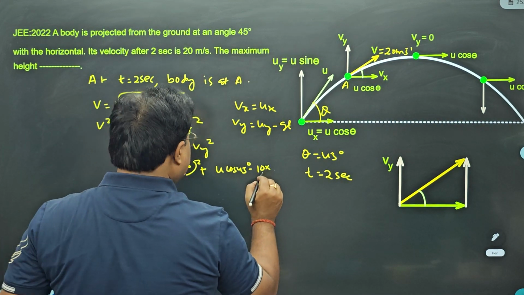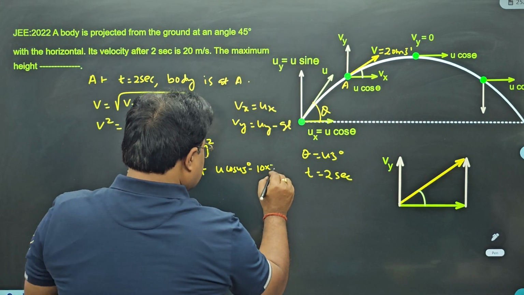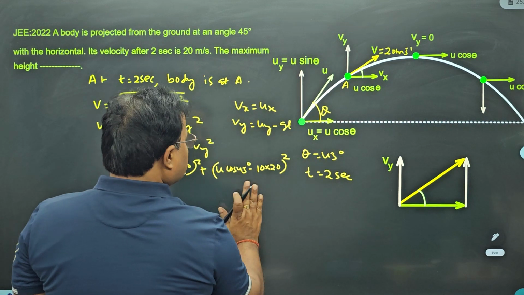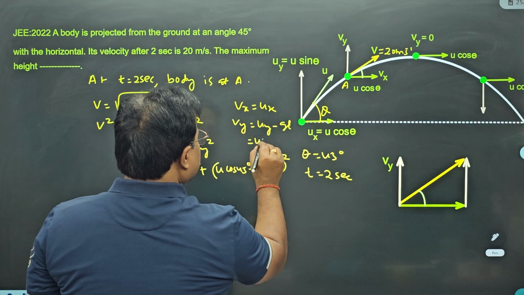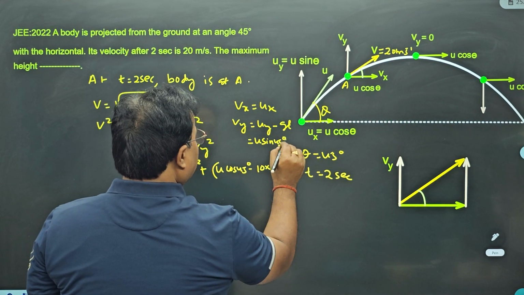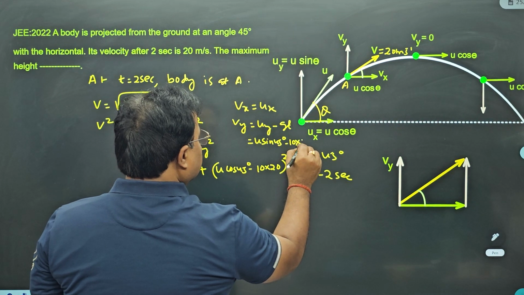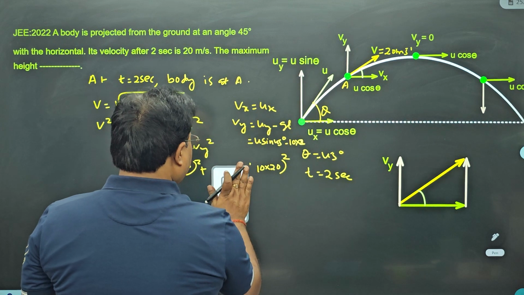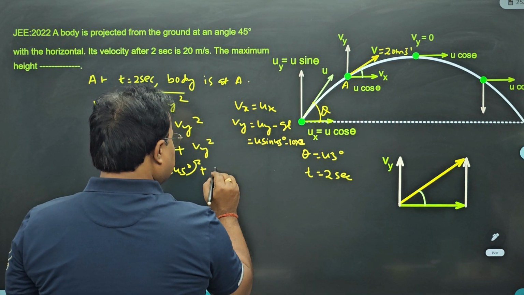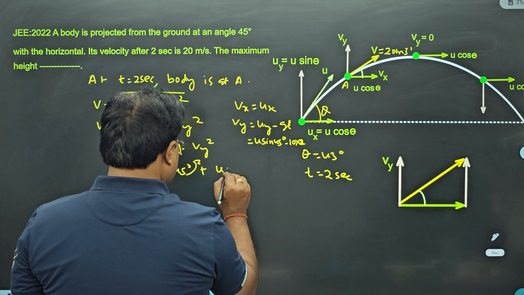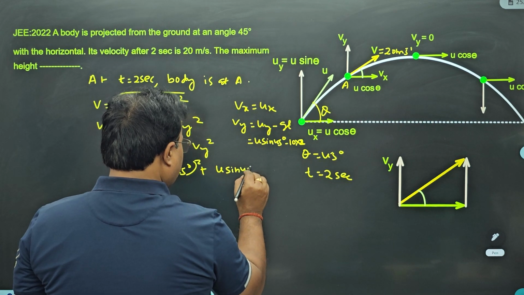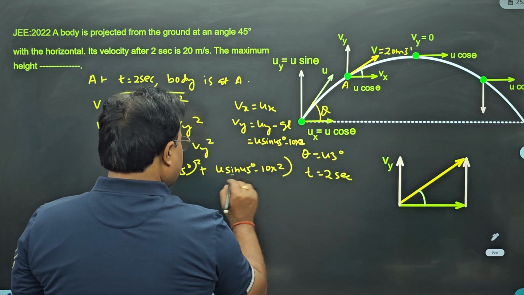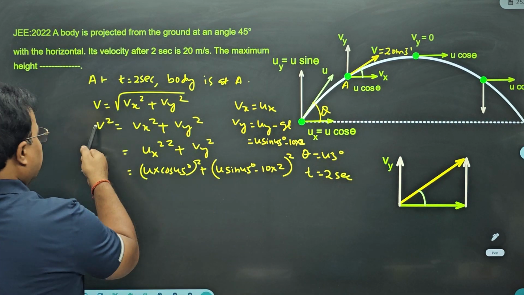Okay, my dear students, sorry, Uy is U sin theta. Vy is equal to U sin 45 degree minus g t. Let me correct it, because Vy is equal to U sin theta. So Vy is equal to U sin 45 degree minus gt, where g is equal to 10 and t is equal to 2.